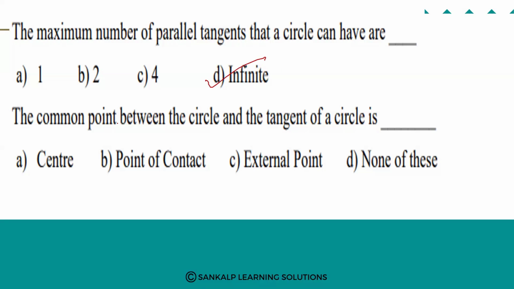Number of tangents. Okay. The common point between the circle and the tangent of a circle is called, whether it is a center, no, because center is the center of the circle, and external point, none of this. So point of contact, that we call a point of contact. Yes, the common point between the circle and the tangent is the point of contact.